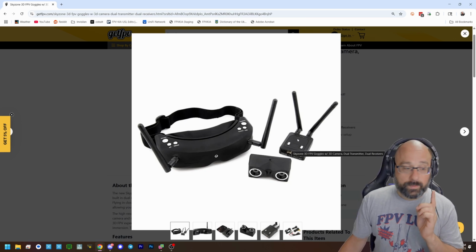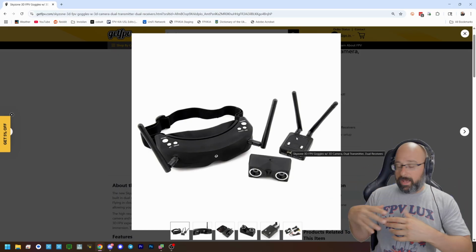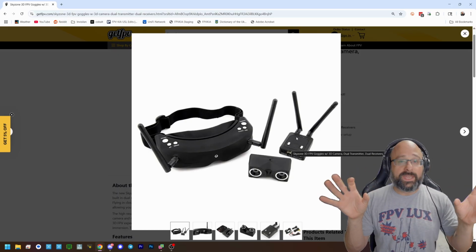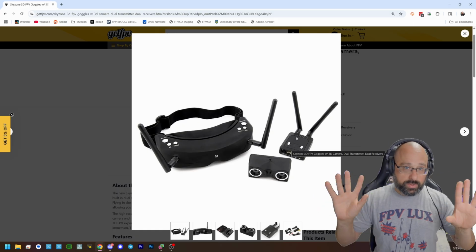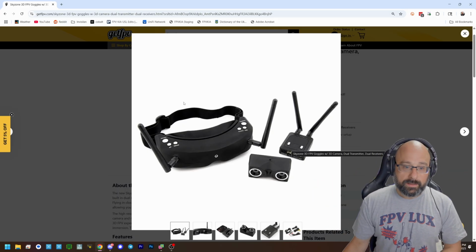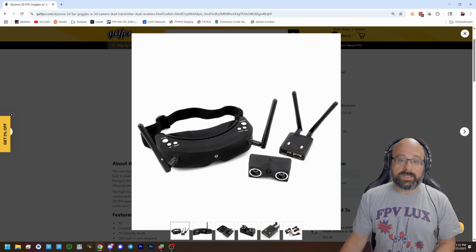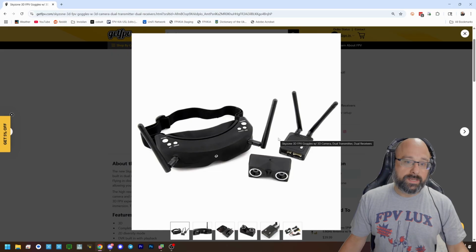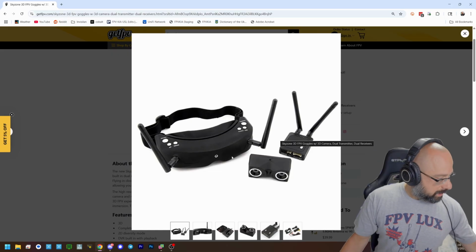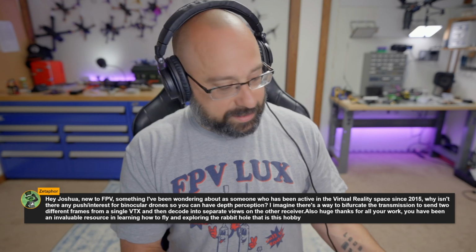The advantage of this was that you got two full NTSC or PAL, whatever it was, two full feeds. But the disadvantage was it used twice as much spectrum. So it used two FPV channels instead of one. One of these would receive on one channel, one would receive on the other. This is not diversity. It's one on one channel, one on the other, and you get the 3D feed back to the goggles. The long and short of it is this never took off.